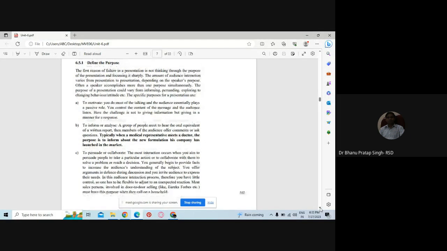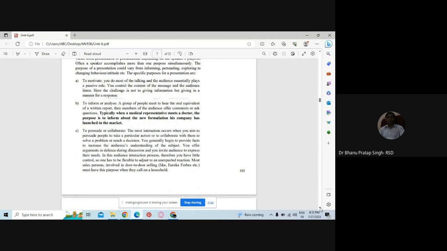The third is to persuade or collaborate. The most interaction occurs when you aim to persuade people to take a particular action, or to collaborate with them to solve a problem or reach a decision. So generally, audience understanding is important. Whatever you are delivering should be very clear.